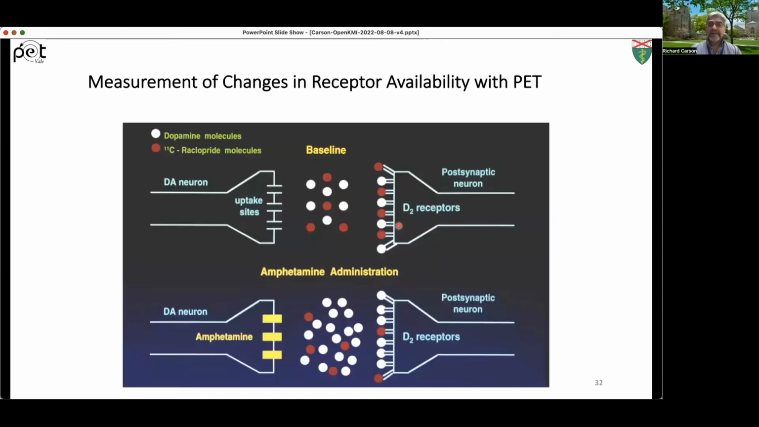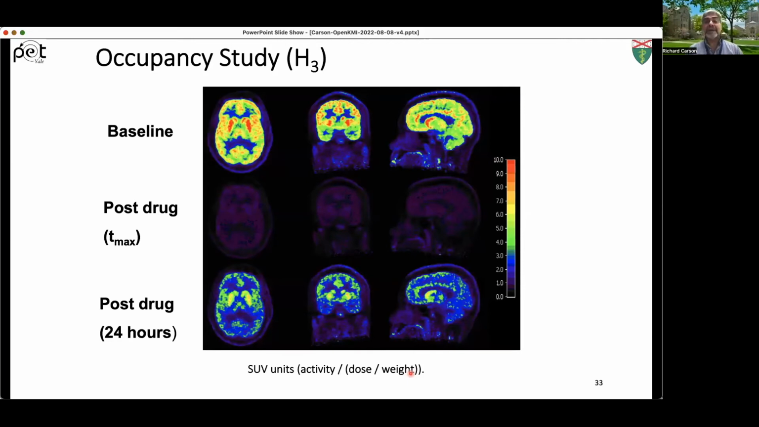And so here's that cartoon. If you have the dopamine receptors, you have dopamine in white binding to their receptors. If we had our tracer, in this case raclopride, if we increase dopamine here with amphetamine, there'll be fewer binding sites available. We get a reduction in that signal. And that's made PET very popular with the pharmaceutical companies when they wanted to be able to look at binding.